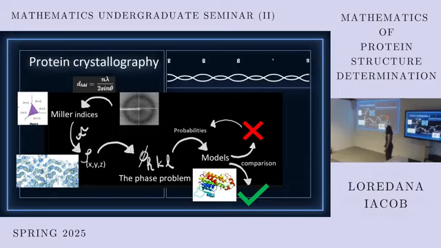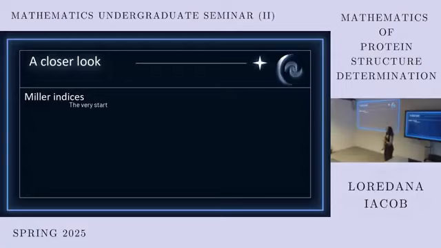models in order to see if the protein that we assume is correct actually makes sense, and we go into a trial cycle. We make a model, we test it on our computer, how it interacts with the X-ray we use, and if it works, we'll get a good formula, and if it doesn't, we need to start over and try another model. The Miller indices are the very start.